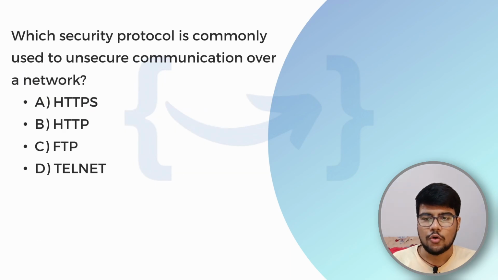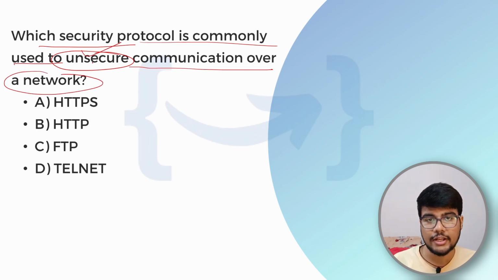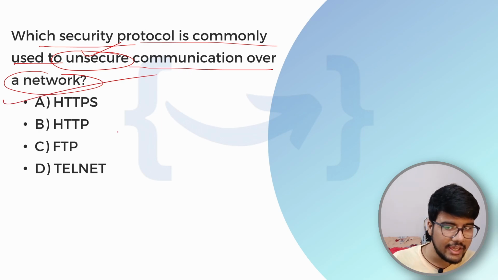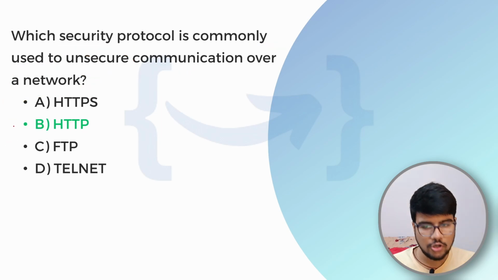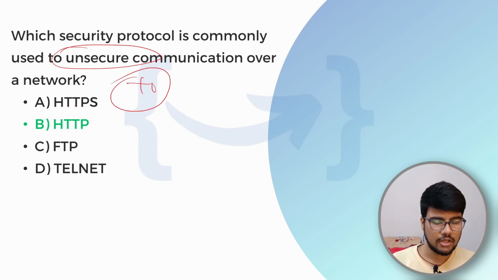Okay, now which security protocol is commonly used to secure communication over an unsecure network? See, this is a keyword that you need to pick out. I know in a hurry you marked option A, but the right option is B, because we are talking about unsecure communication. So plus one mark if you have marked this question right.